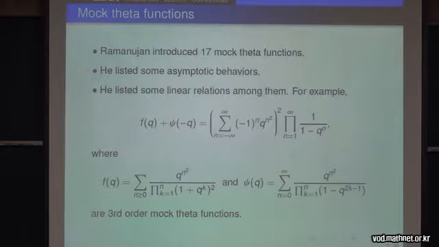So this is a typical example of a linear relation among mock theta functions. f(q) and psi(-q) are mock theta functions. When we sum these two, that is basically the square of a theta function and some infinite product. And actually the right side is a modular form. So this linear relation suggests that somehow mock theta functions have similar properties to theta functions. So somehow mock theta functions are related with modular forms. And how they are related was a mystery in the literature.